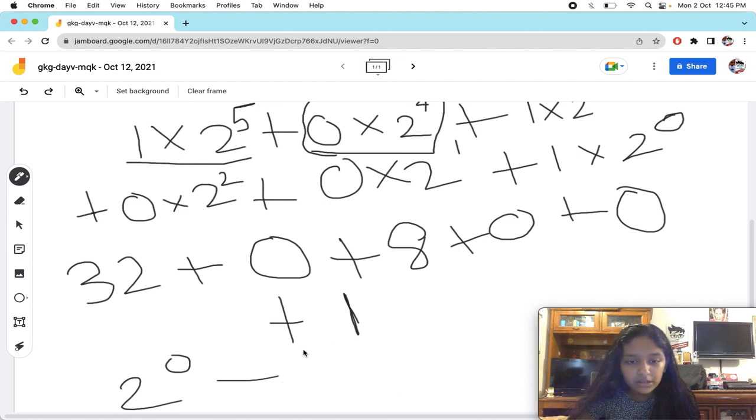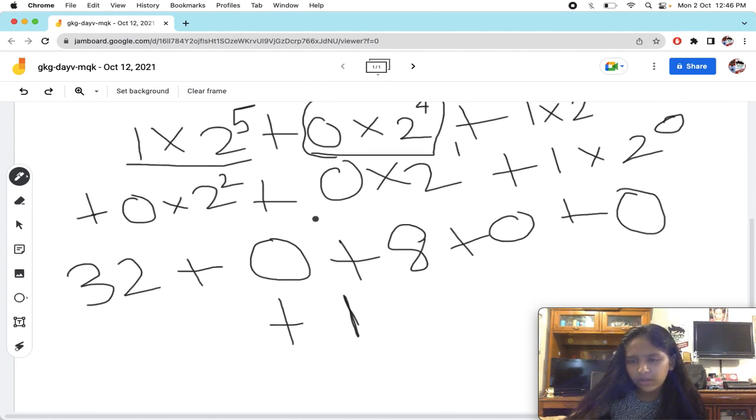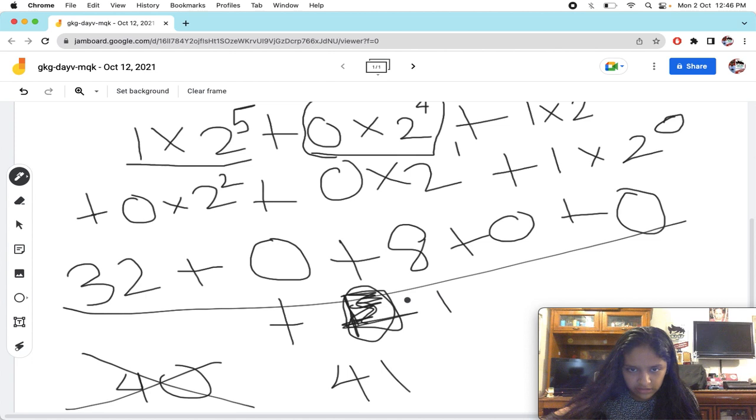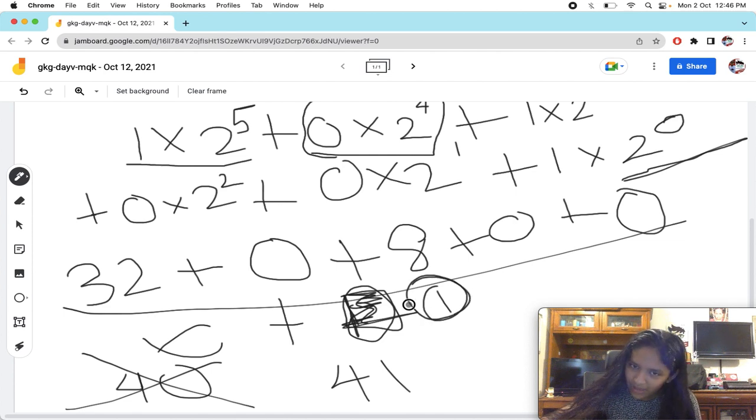This is an important thing you should remember, because sometimes you make a mistake and all this calculation will go wrong. If you write 0 here, you will get 40, which is wrong. Your answer, 2 raised to the power 0, will be 1, and what you will get is 32 plus 8 plus 1, which is 41. So just because of this 0, you will get it wrong. So keep in mind, any number raised to the power 0, not only 2, any number raised to the power 0 will always be 1. Okay guys?